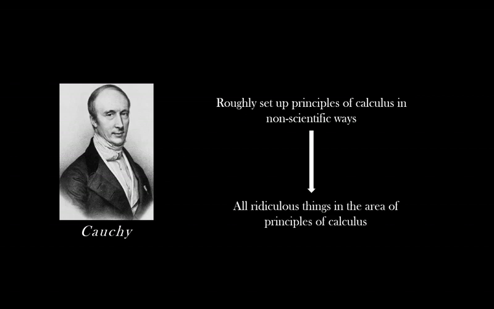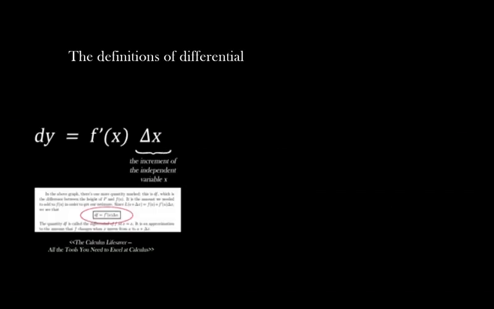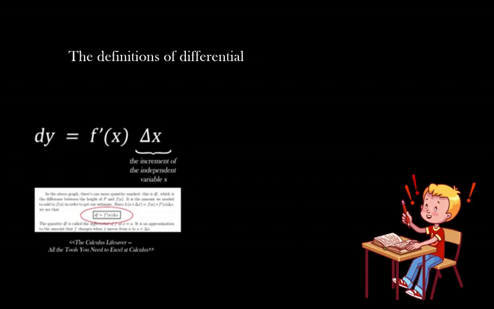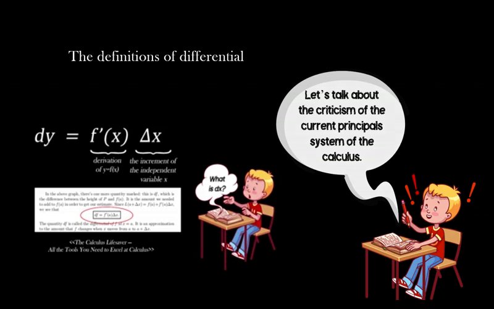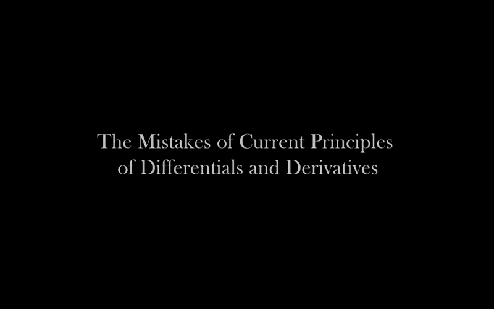So mathematicians, headed by Cauchy, roughly set up principles of calculus in non-scientific ways, which was the source of all ridiculous things in the area of principles of calculus. In the last section, we learned the definitions of differential. Now we will introduce the criticism of the current principles system of the calculus. Let's begin with the mistakes of current principles of differentials and derivatives.